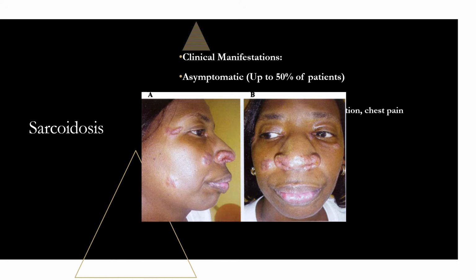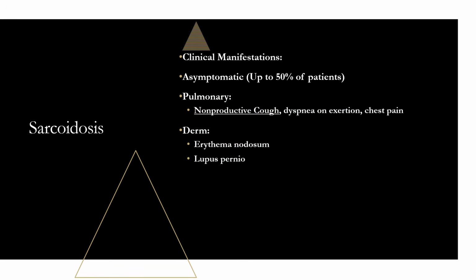It's these indurated plaques, violaceous discoloration, primarily found on the face, the nose, cheeks, lips, sometimes the ears too, and more common in African American patients with sarcoidosis. So that's lupus pernio, very specific to sarcoidosis. It's pathognomonic for the disease.